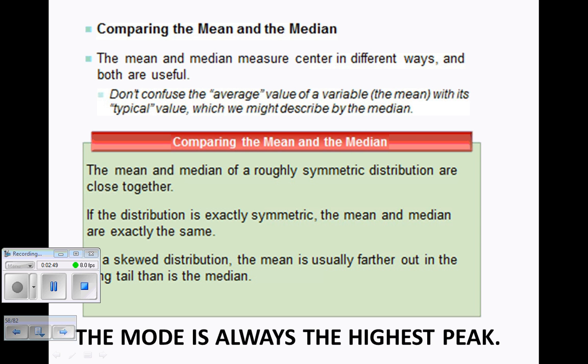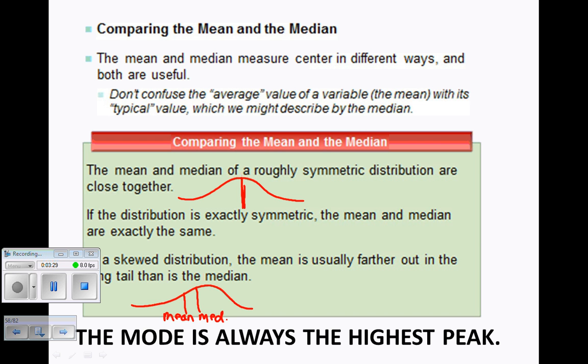So the mean and median are both measures of the center, and they're both useful depending on what's going on. The mean and median of a roughly symmetric distribution are very close together, right in the middle. If it's exactly symmetric, then they're exactly the same. If it's skewed, the mean is going to follow the skew more. So if it is skewed left, your median may fall here, your mean would be here. The mean gets more affected by the skew than the median.